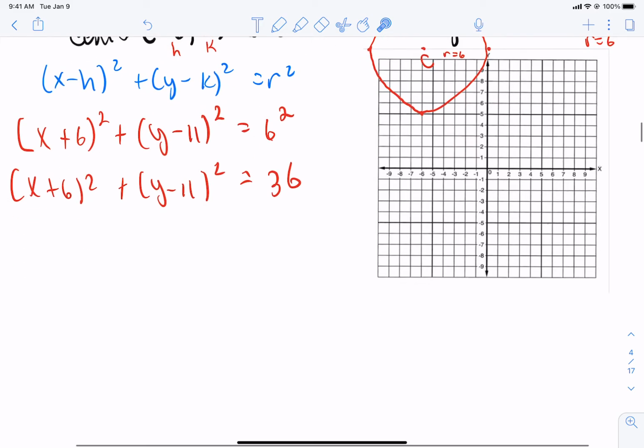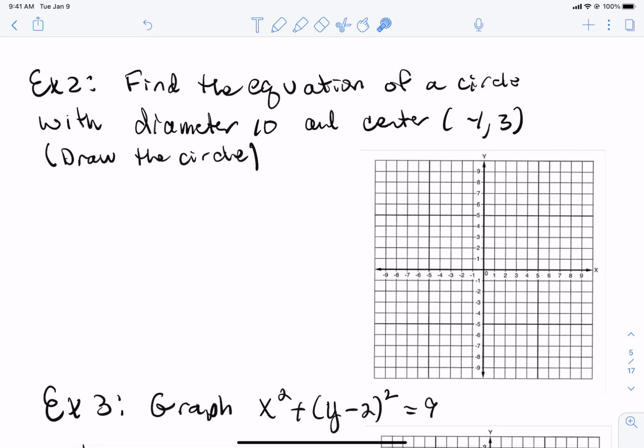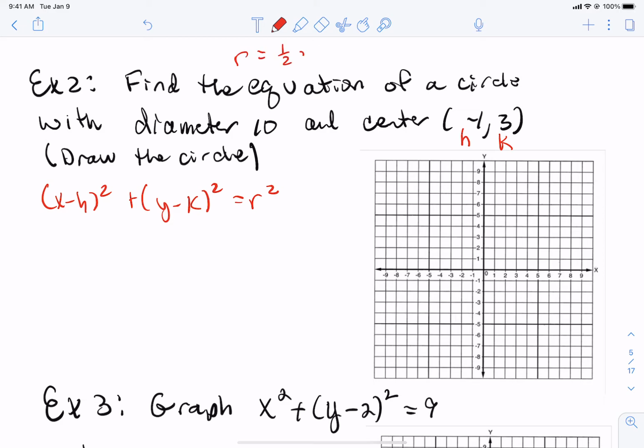I'm good. Okay. Now let's look at example 2. It says find the equation of a circle with diameter 10 and center (-1, 3). So what we know is that our general form is (x - h)² + (y - k)² = r². So our h would be negative 1, our k would be positive 3. Now the thing we have to remember is that the radius is half the diameter. So if they told us that the diameter of our circle is 10, then the radius will be half of 10, or in this case, our radius is 5.